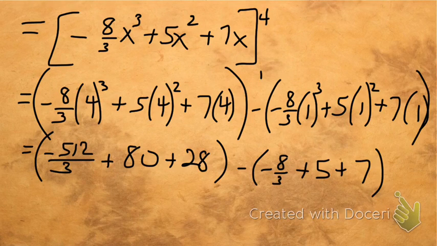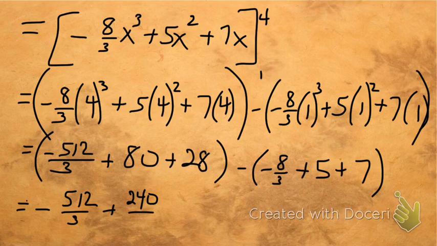Just for fun, if we get a common denominator, that's negative 512 thirds, 80 split into thirds. That's 240 thirds, since the 1 goes into 3 times, and 3 times 80 is 240. 28, if we split that into thirds, we've got 84 thirds, since the 1 would go into 3 times, and 3 times 28 is 84.